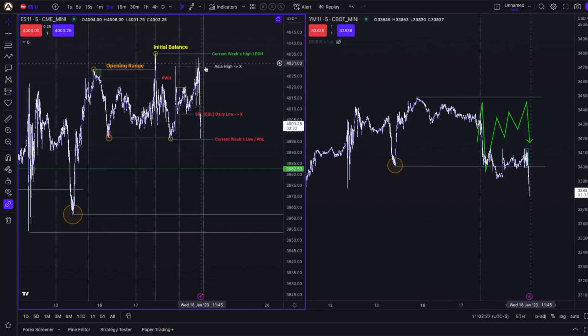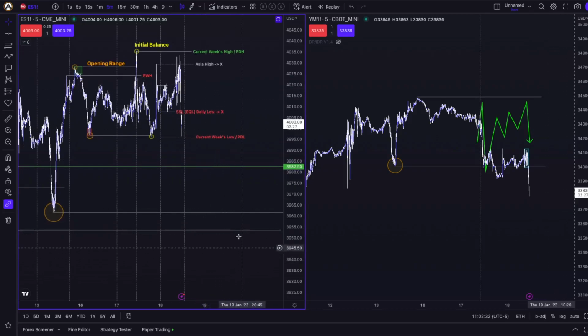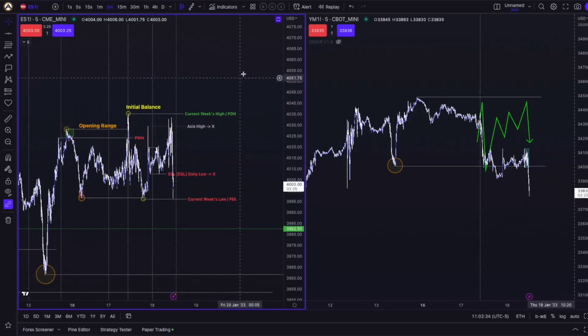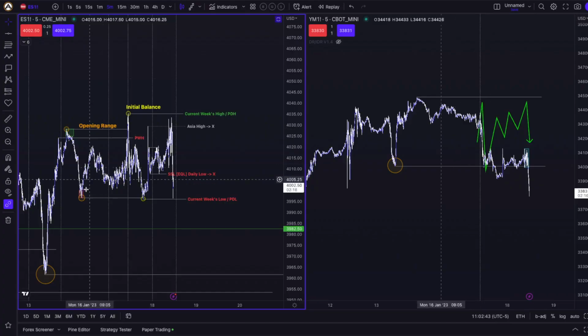And I'm pretty sure that throughout tomorrow and Friday, we either see the expansion further to the downside or a continuation further to the upside. One of both. After having set up the opening range, the initial balance.